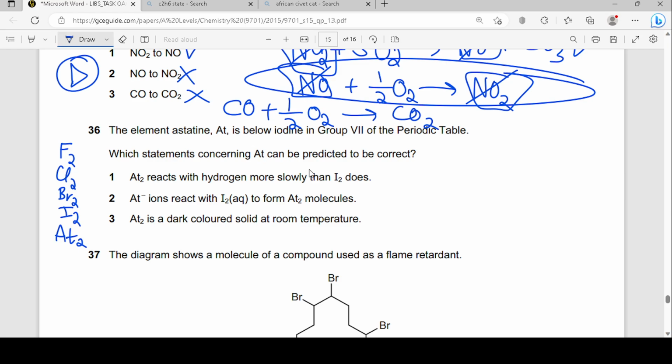At2 reacts with hydrogen more slowly than I2 does. Yes, because reactivity decreases down group 7, right? That's an IGCSE concept. So definitely that would be right. So the first one is right.